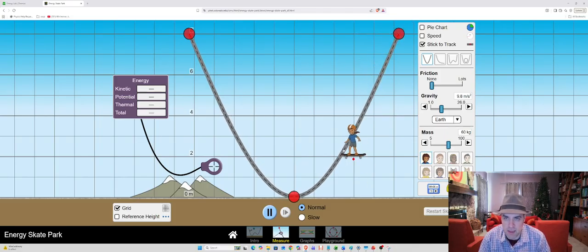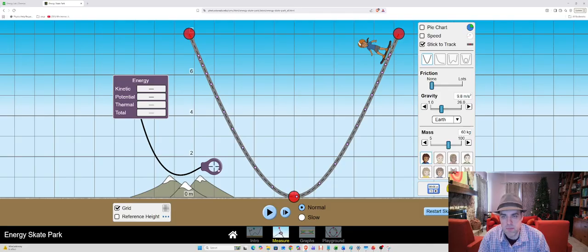Now we can pick up the skater and we can place her at different heights. The first height that we want to place her at is 7 meters. So if you look here, we have 2 meters, 3 meters, 4 meters, 5 meters, and so on. So there's a little red dot. We want that little red dot to be at the 7-meter line. Do you see how the little red dot's at the 7-meter line here? And then I can release her from rest.